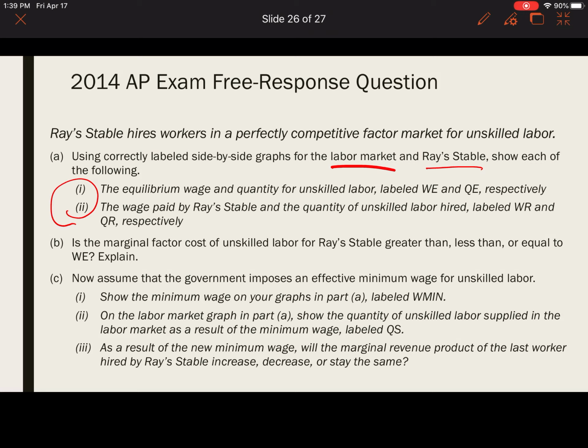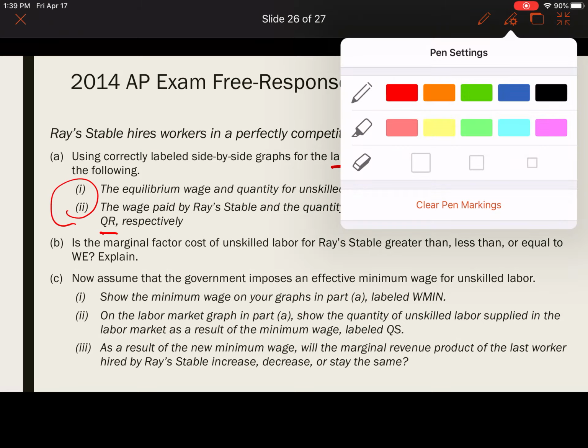Whenever it says this, folks, you really need to be thinking that it's looking for the profit maximizing. Remember we talked before about profit maximizing being where MRP equals MRC in the factor market. So it wants us to get the wage and quantity for the labor market, and we're going to identify those as WE and QE. And the second thing is, it wants the same thing for Raise Stable, and we're going to identify it as WR and QR. So let's go ahead and clear these and go on to a blank screen.